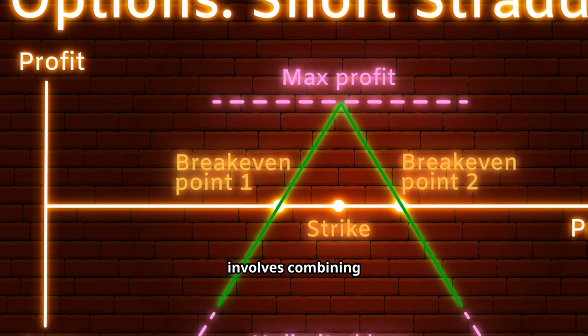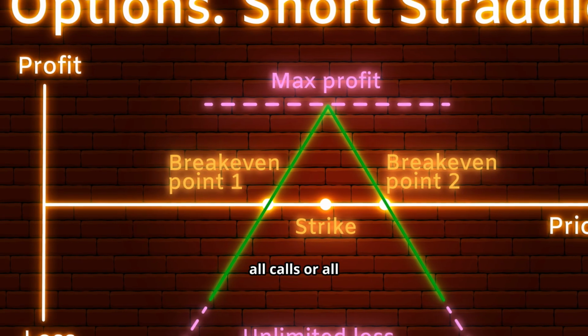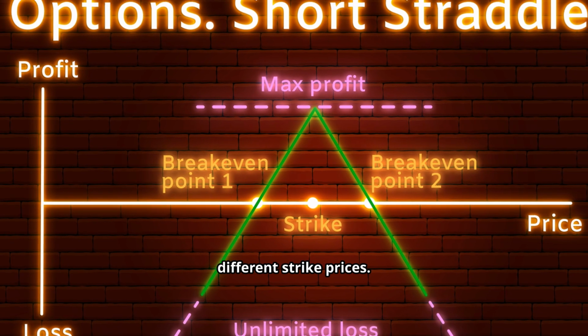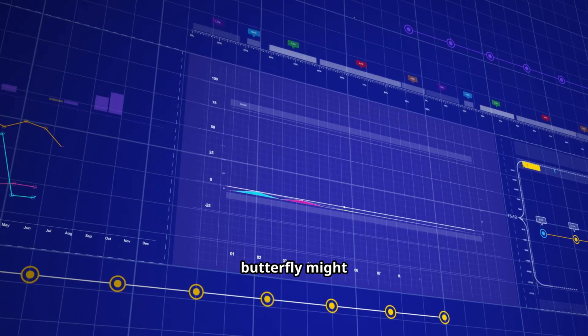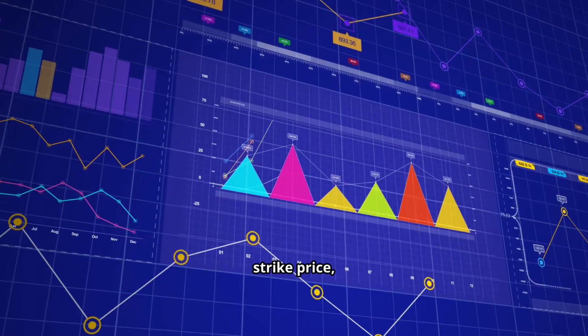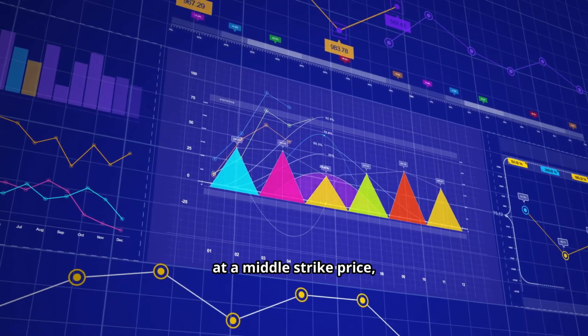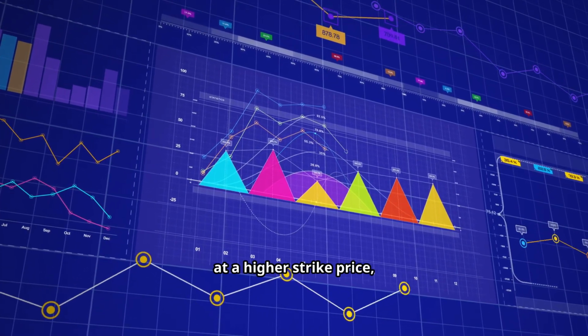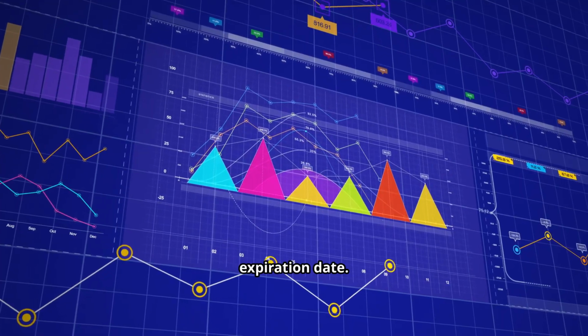This strategy involves combining 4 options, either all calls or all puts, with 3 different strike prices. A long call butterfly might involve buying 1 call at a lower strike price, selling 2 calls at a middle strike price, and buying 1 call at a higher strike price, all with the same expiration date.